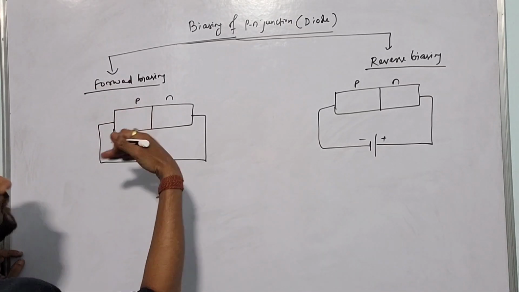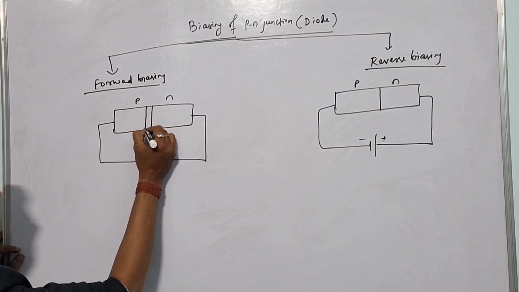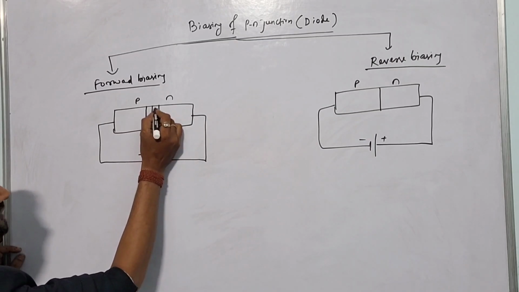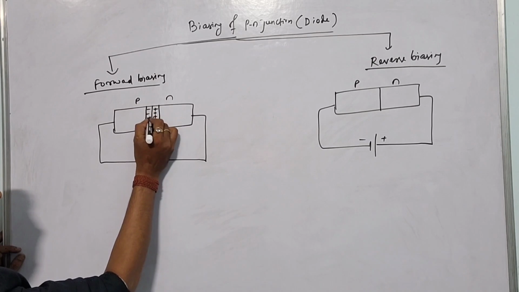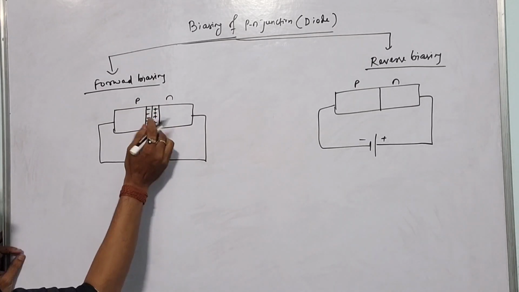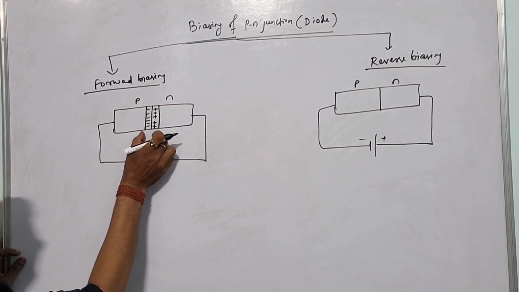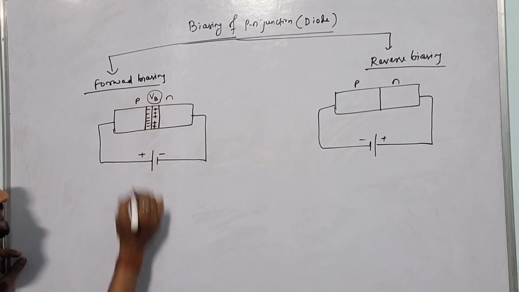Then what will happen in forward bias and reverse bias? Let us discuss. As I have told already, during the formation of PN junction we have some positive immobile charge ions and negative immobile charge ions across the junction. So the potential across the junction is called the potential barrier, that is VB.